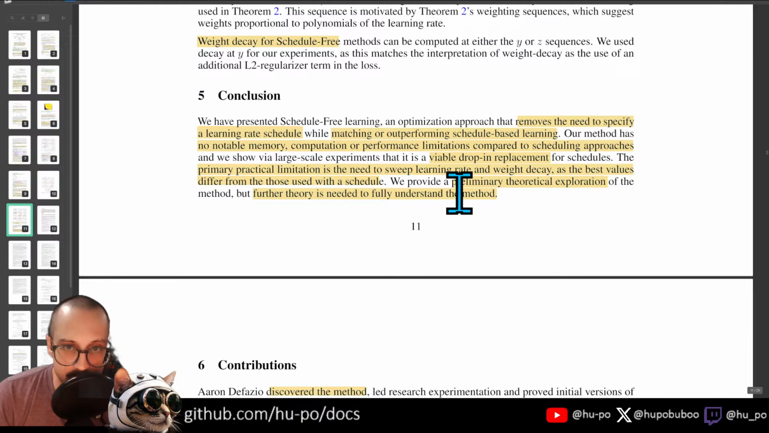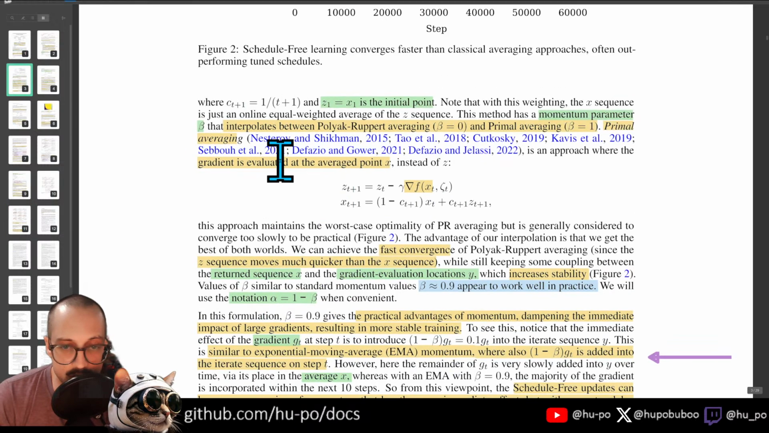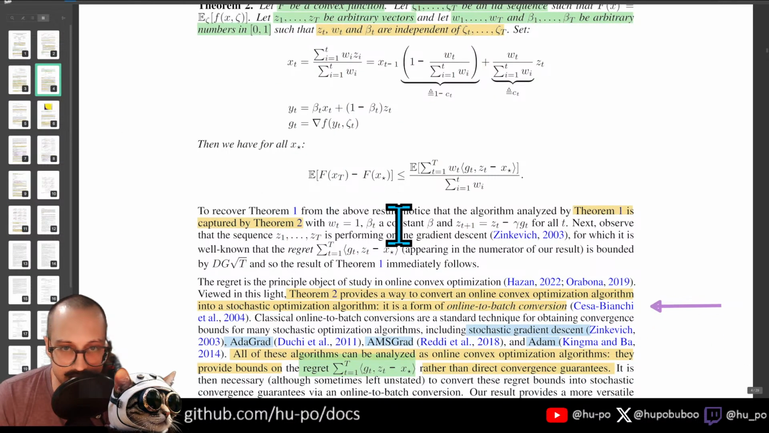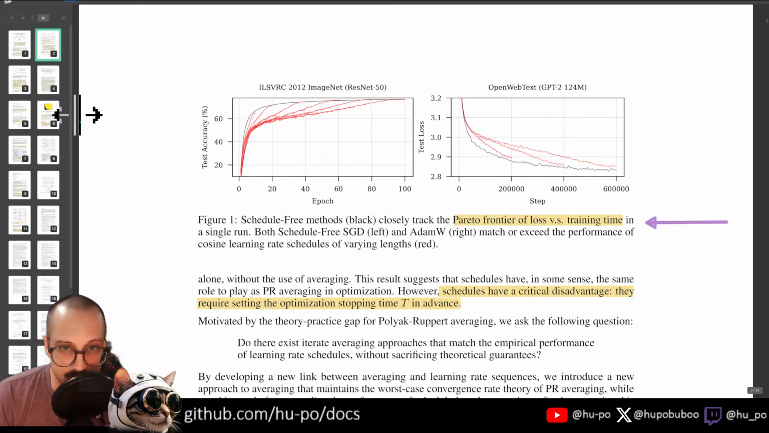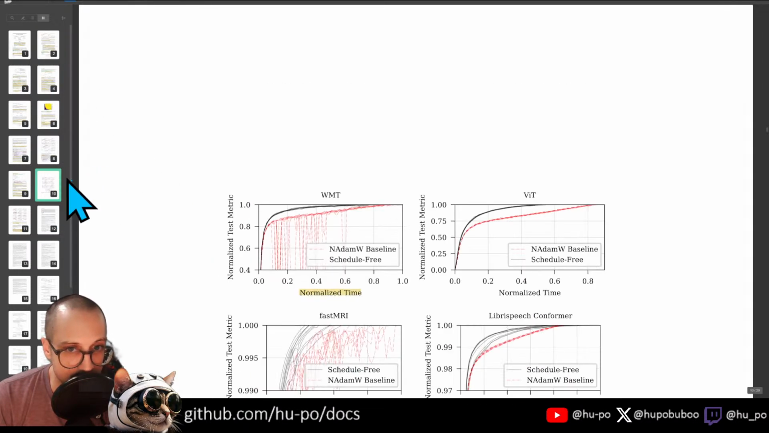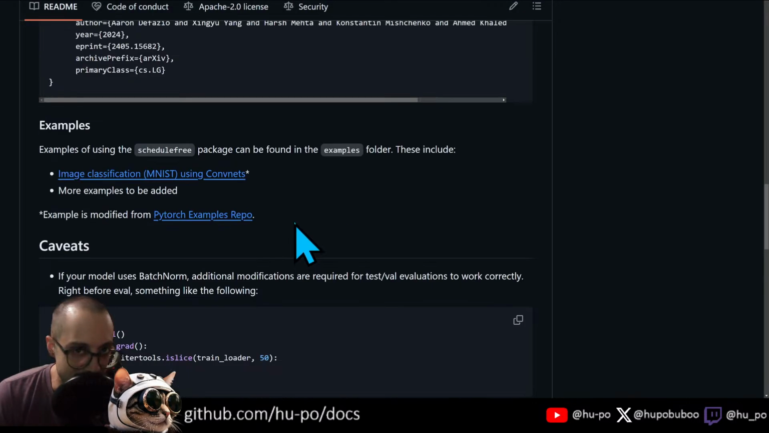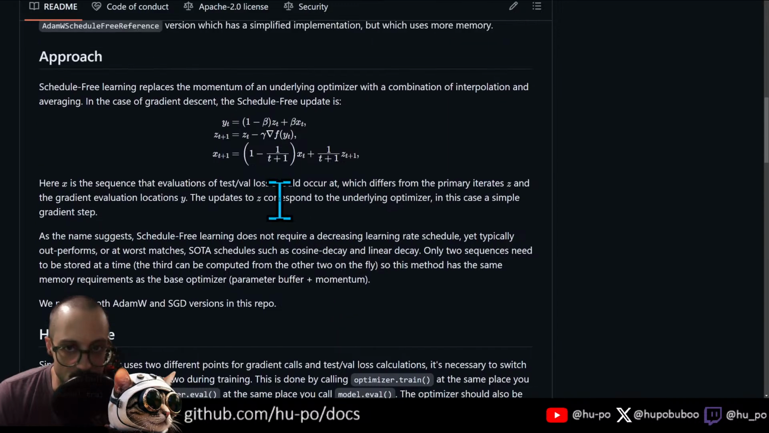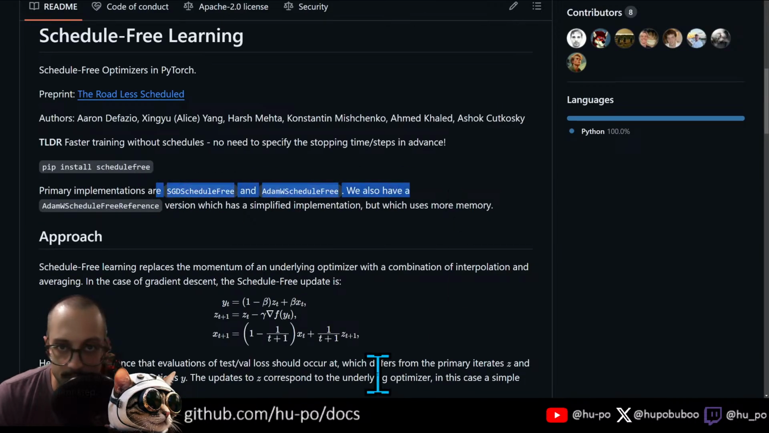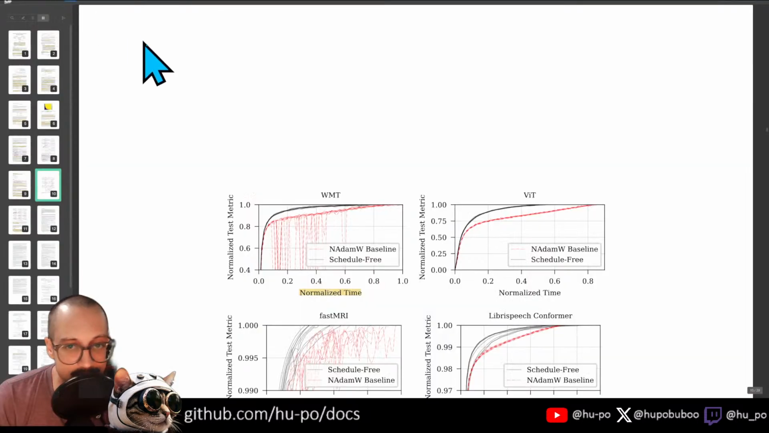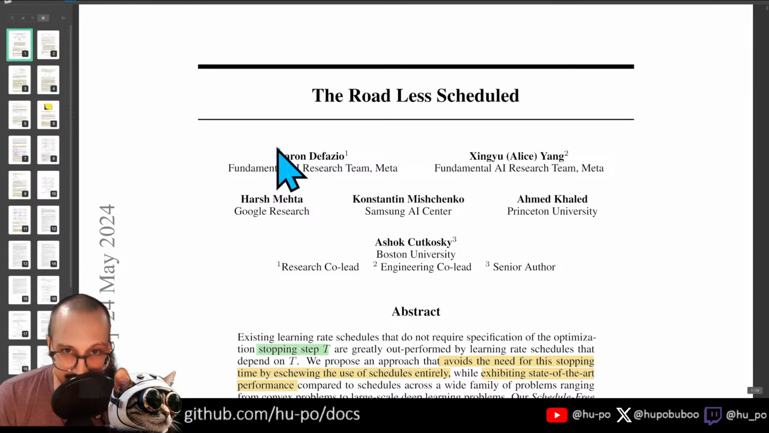Preliminary theoretical exploration. Further theory is needed to fully understand. So we haven't made much progress there. We still don't really have strong theory around why these optimizers work, which ones are good and which ones are bad. This is just yet another optimizer with some amount of hyperparameters and some amount of tuning. But hey, it's a drop-in replacement, so you can just put it into your problem and hopefully it works better. But the best we're going to get is hopefully. We can't guarantee that.